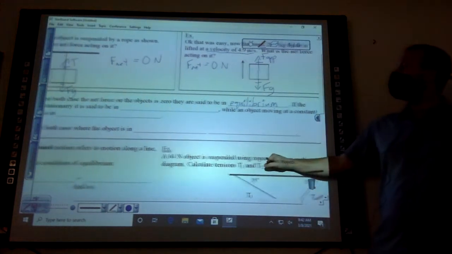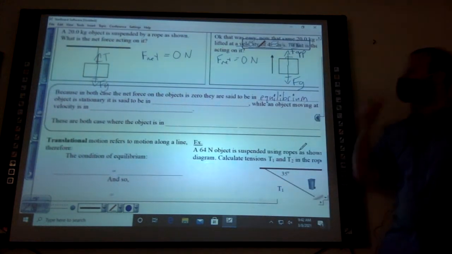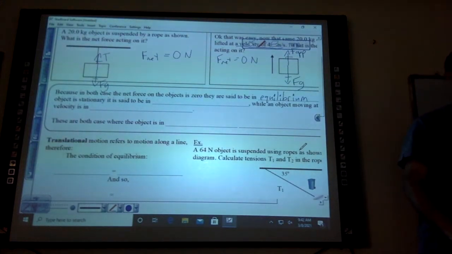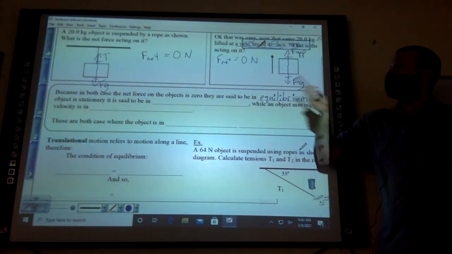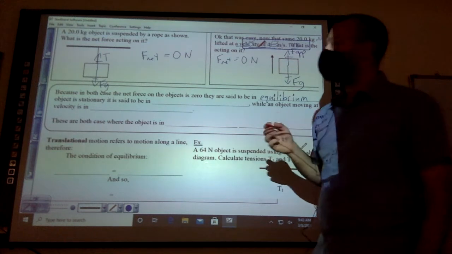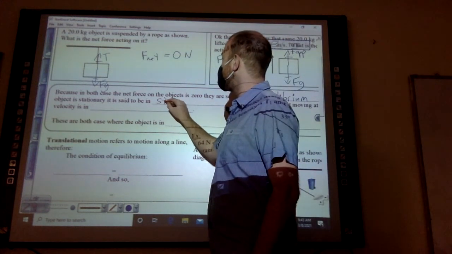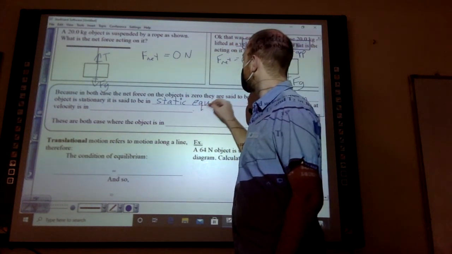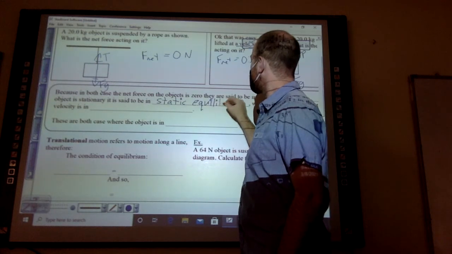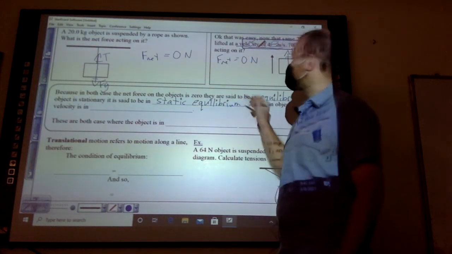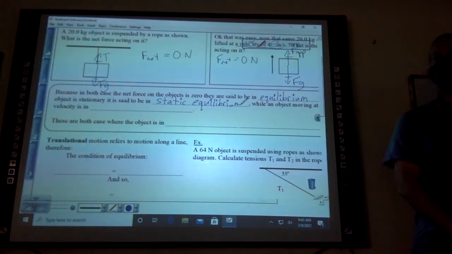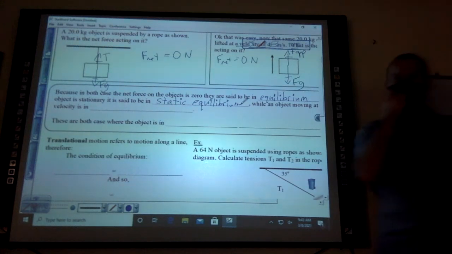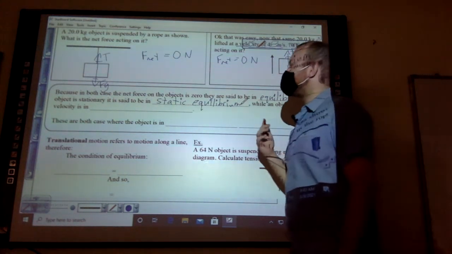So this is what we're going to be talking about. This unit is equilibrium. If the net force is 0, they're in equilibrium. If the object is stationary, this is what's called static equilibrium. So this makes sense. If something is not moving, it's static. So that's what static equilibrium means. Well, if we have an object like this one that's moving at a constant velocity, this one is what's called dynamic equilibrium.